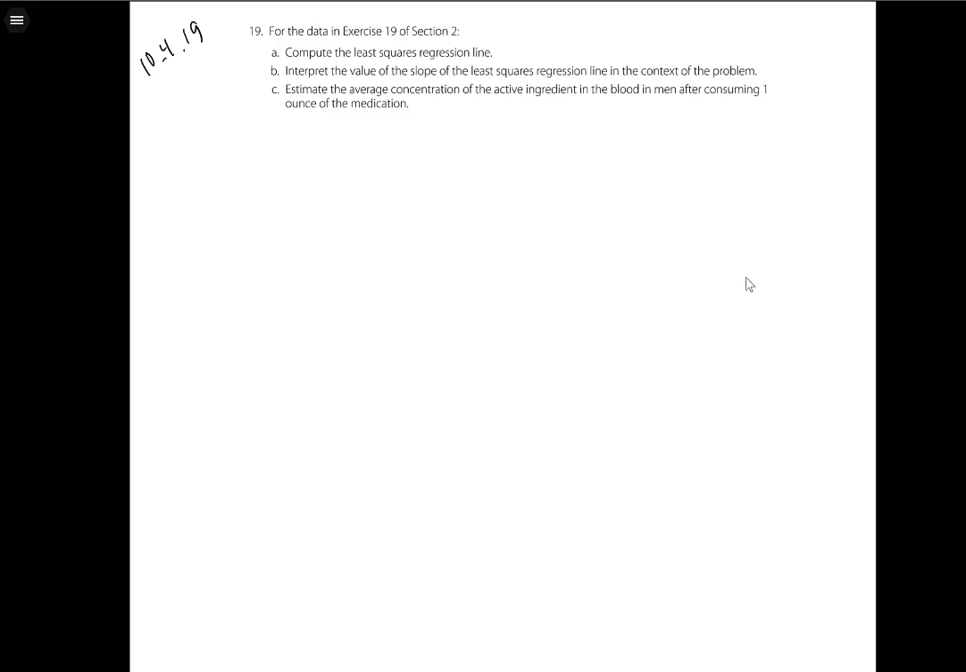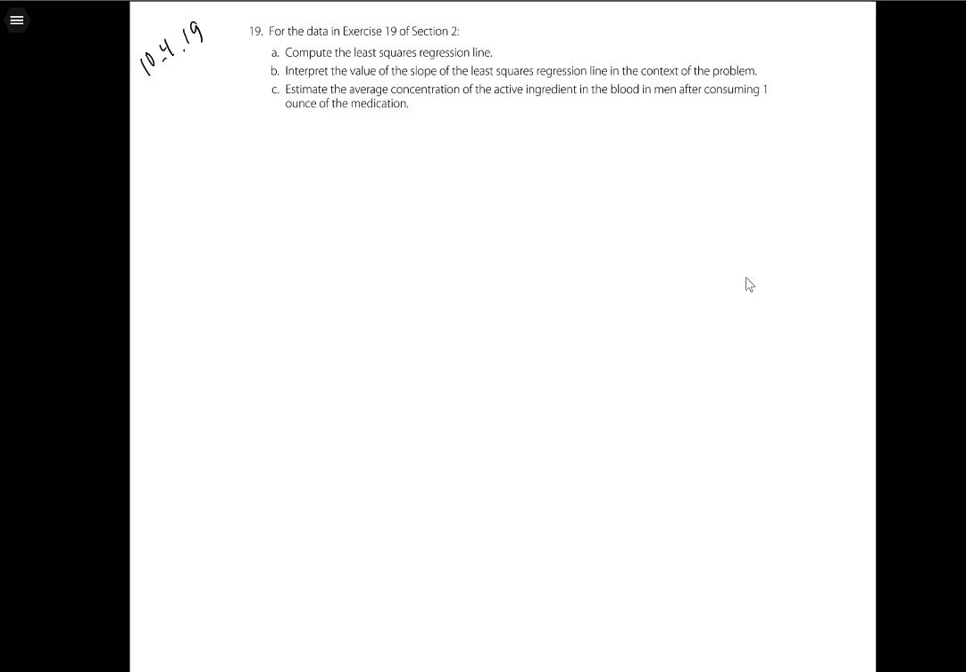Chapter 10, Section 4, number 19, as you can see stated here: for the data in exercise 19 of Section 2. So we're building on Section 2. The things we created back there for problem 19 in Section 2, we're going to build right on that. Since I did that in Excel, I'm going to build on it in that same Excel sheet that I had before. We'll go there in just a minute. Before that, let's look to see what we need to do.